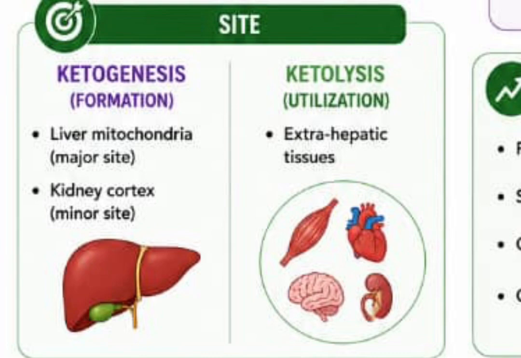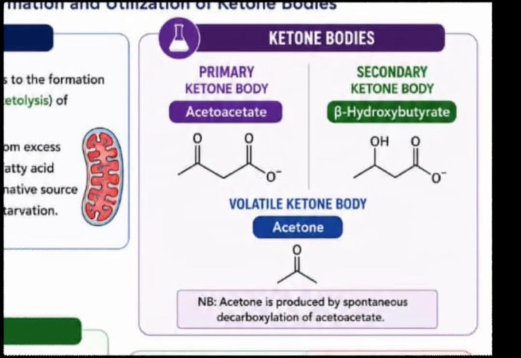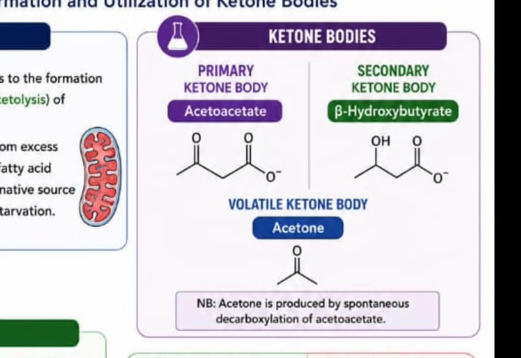So next, we are looking at ketone bodies. What are the types of ketone bodies? We have the primary ketone body called acetoacetate, or acetoacetic acid. We have the secondary ketone body, which is β-hydroxybutyrate, and we have volatile ketone bodies. We call them volatile because they originate from acetoacetate. When we spontaneously decarboxylate acetoacetate, we get the volatile ketone body called acetone. So acetone is gotten from the spontaneous decarboxylation of acetoacetate.